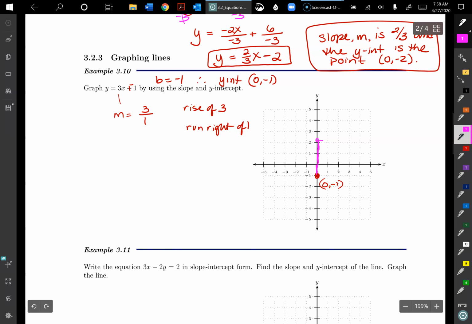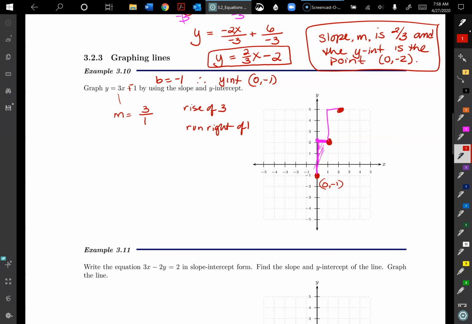And then I'm going to go over to the right 1. Now that's where I plot my point. That's a hit. Okay, so this is my slope triangle here. Now if I want to get another point, I have to now use the new point and go up 3 over 1. A lot of people really love this method.